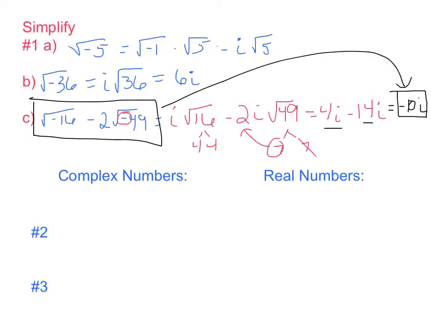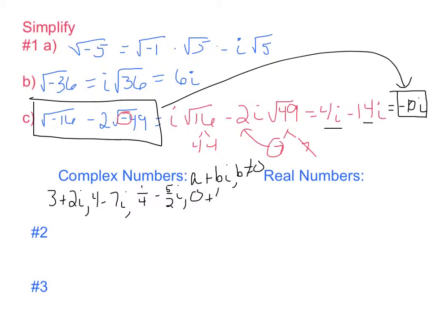Well, that's pretty cool. We define complex numbers as any number that takes on this form, a plus bi, where b cannot equal 0. Otherwise, the complex unit wouldn't even be there. Some examples. 3 plus 2i. Okay? 4 minus 7i. That's an example. Here's a nasty one. 1/4 minus 5/2 i. Here's another one. 0 plus 6i. Which, by the way, is really just 6i.